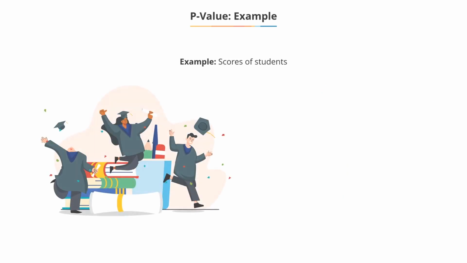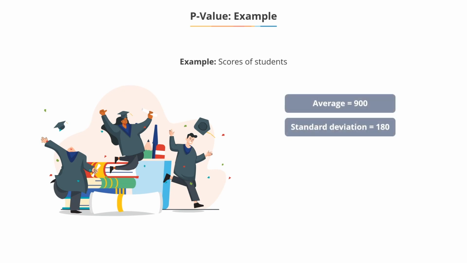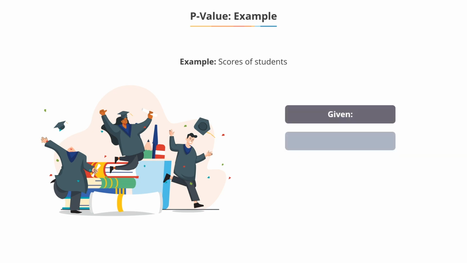P-value. Let's look at an example to understand p-value. The historical scores of students in all subjects are taken together and averaged at 900 with a standard deviation of 180. The university felt that this year's performance has improved. Suppose the scores of 200 students chosen at random are noted, and the average of them is 935.